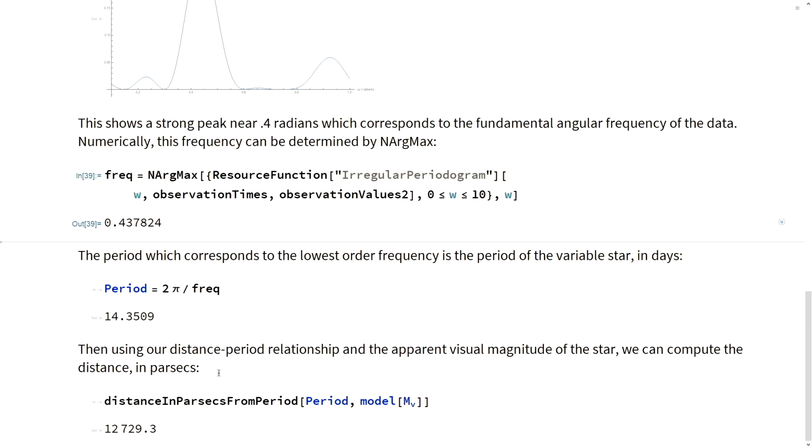So if we plug this into our distance from period formula, and assuming that the observed visual magnitude is 10 point something, we can get the distance in parsecs to the Cepheid, which is about 12,000 parsecs.